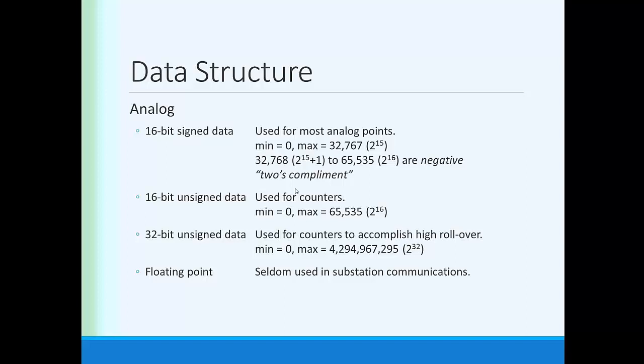is the largest positive number that I can count up to. And it turns out 2 to the 15th is 32,767. So what happens when the first bit is high? Well, that makes it a negative number. So from 32,768 to 65,535, those are all negative numbers.